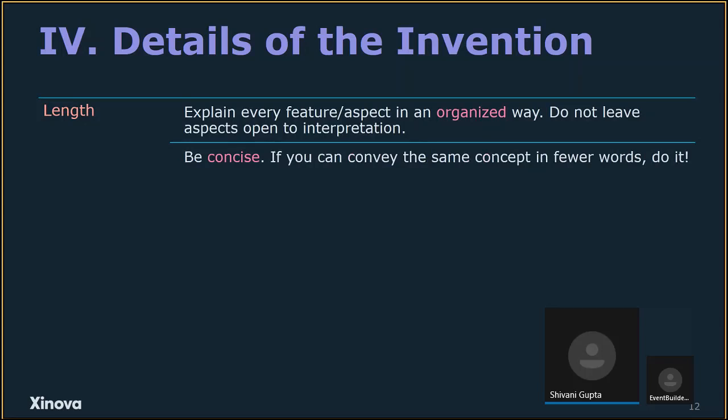But I highly emphasize, again, being concise. So if you can explain a concept in fewer words, that's most helpful to us. Remember, some of your reviewers do not have time to read 20 or 30 pages necessarily. And so if it's possible to be a little bit more concise, that would be the best way to convey your invention.